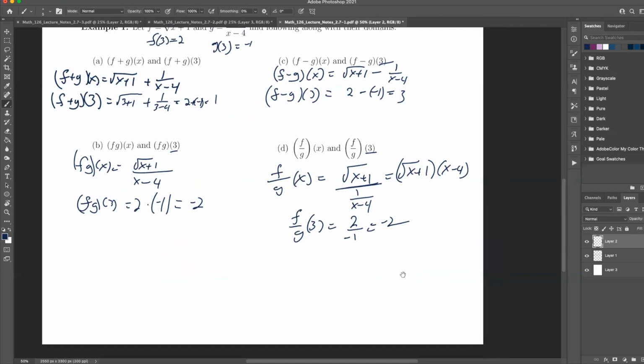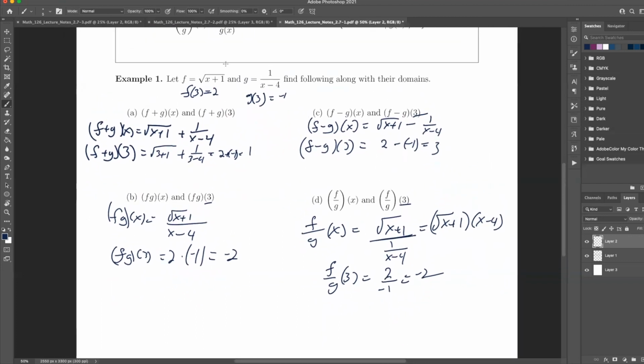All right, so let's talk about the domain. What's the domain of this function? What's the domain of f? And what's the domain of g? See if someone can put that in chat. What's the domain of f? Just say f's domain is blank and domain of g is blank. See if you guys can think through that real quick.